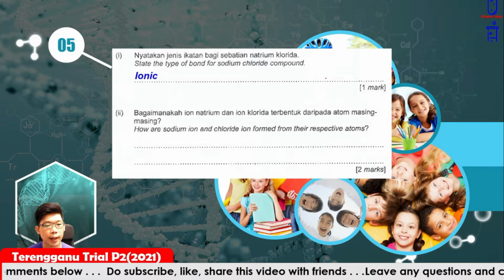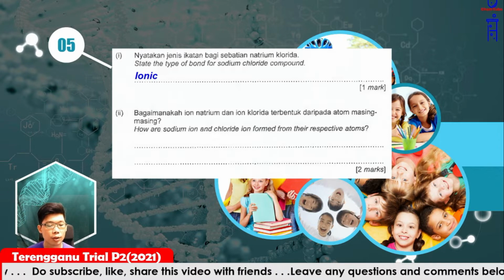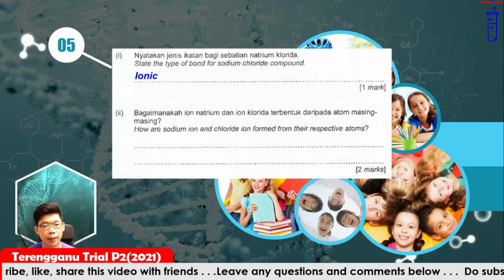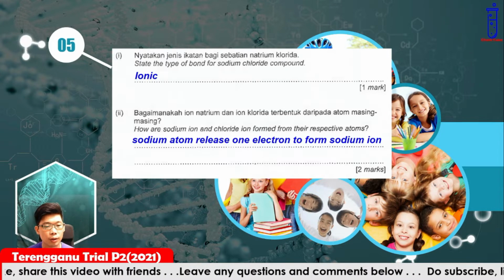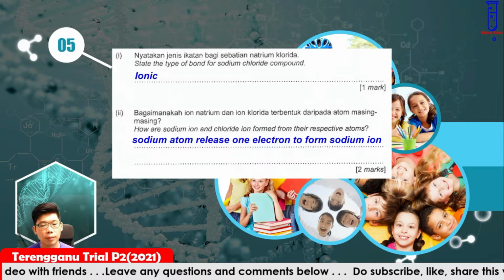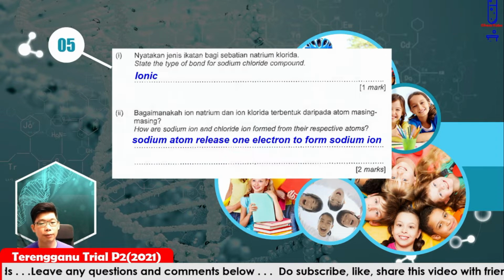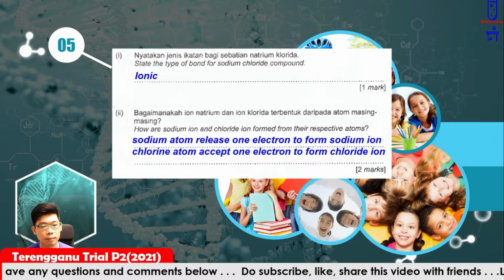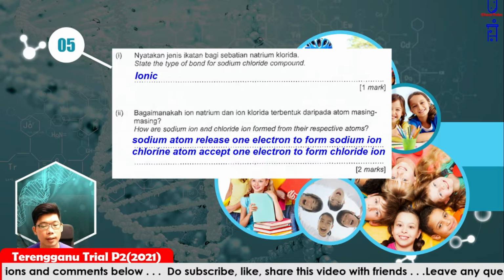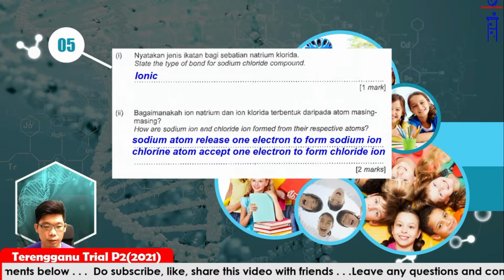Now how do the sodium ions and chloride ions form from their respective atoms? If you look into the diagrams, sodium forms a positive 1 ion. So the sodium atom releases 1 electron to form the sodium ion. Then the chloride, you see the negative 1. So the chloride atom accepts 1 electron to form the chloride ion, Cl minus. So they attract together by strong electrostatic force.